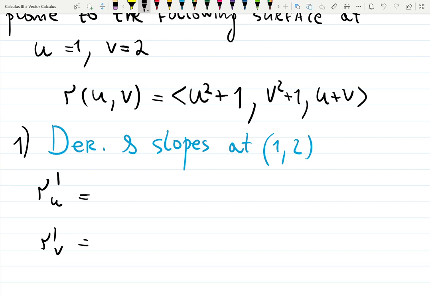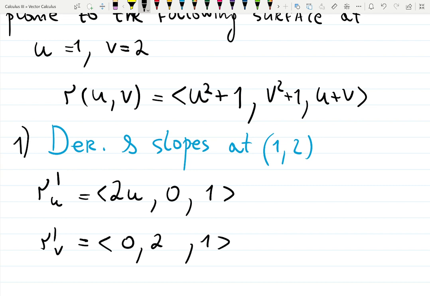Derivative with respect to u is 2u, 0, and 1. Agree? Everything with respect to u. The second one is with respect to v: 0, 2v, and 1. And now, not to rewrite everything, the nice notation is at 1 and 2.